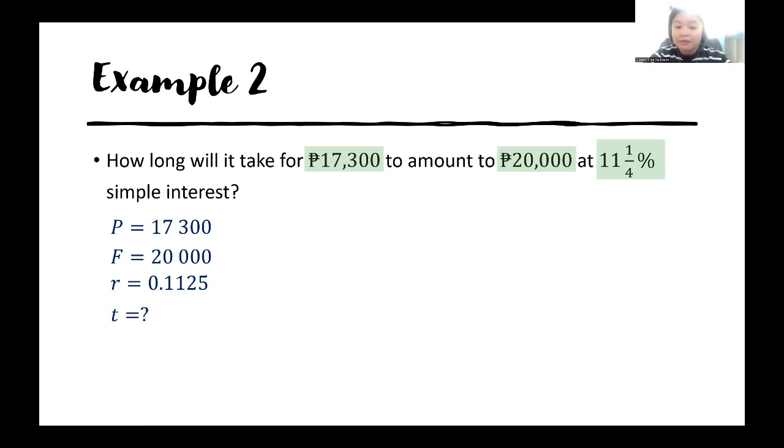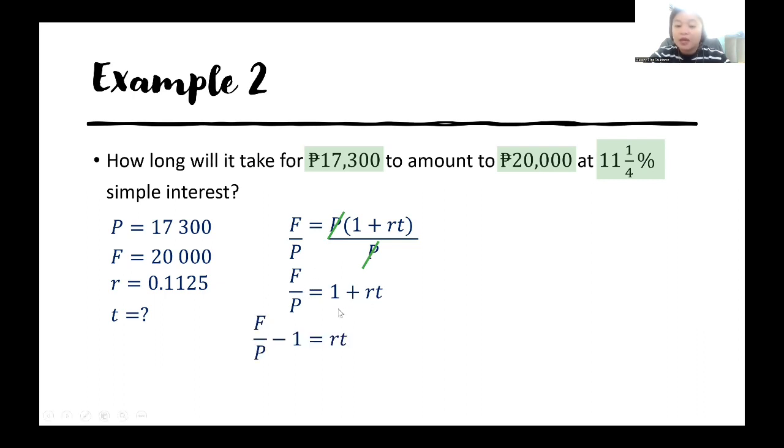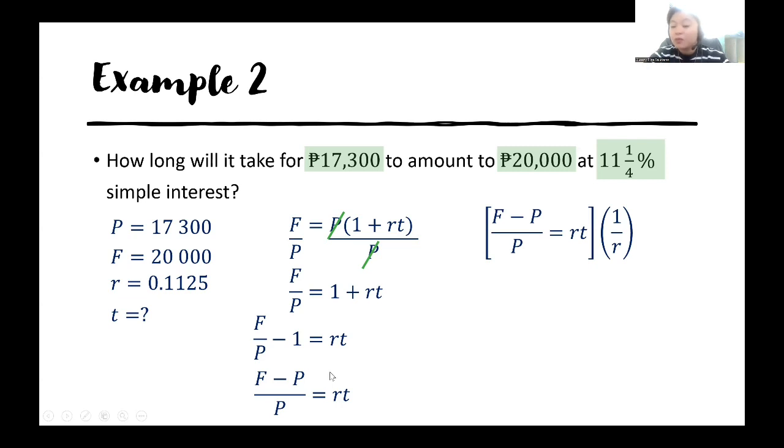When you solve for the time, use this formula. Let's solve for T here. To solve for T, how do we remove P? Divide both sides by P, so the P cancels here. Then move the 1 to the other side, so you have F over P minus 1. Then divide both sides by R, or multiply both sides by 1 over R, and you get T is equal to (F minus P) over PR.